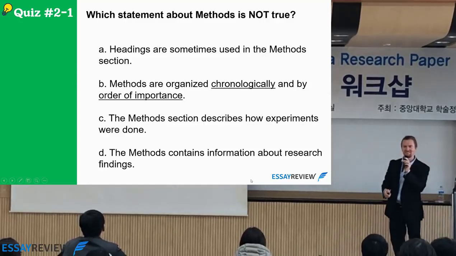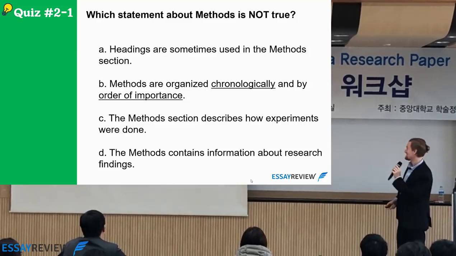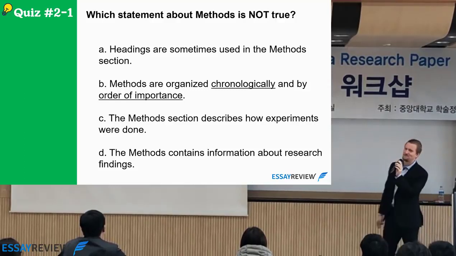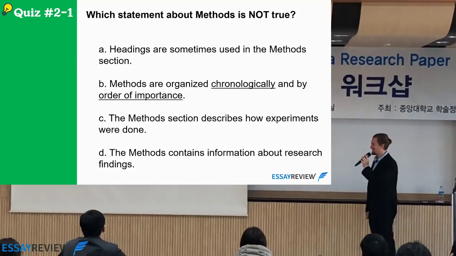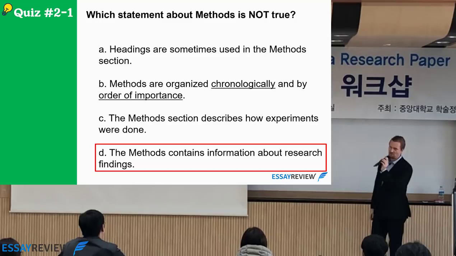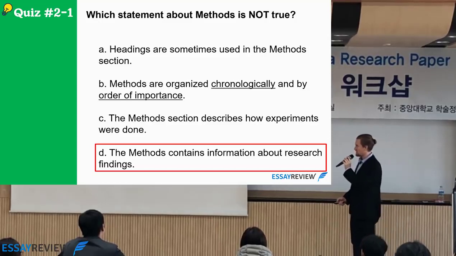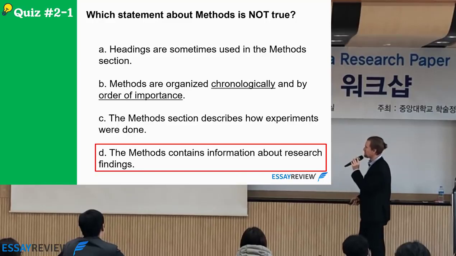Yes, you, sir. Which one? D? The last one? Which is not true: the methods contains information about research findings. That's right. Wow, you guys are 3 for 3. Nice job. The methods contains no information about findings. Just how you did the experiment or how you did the study.